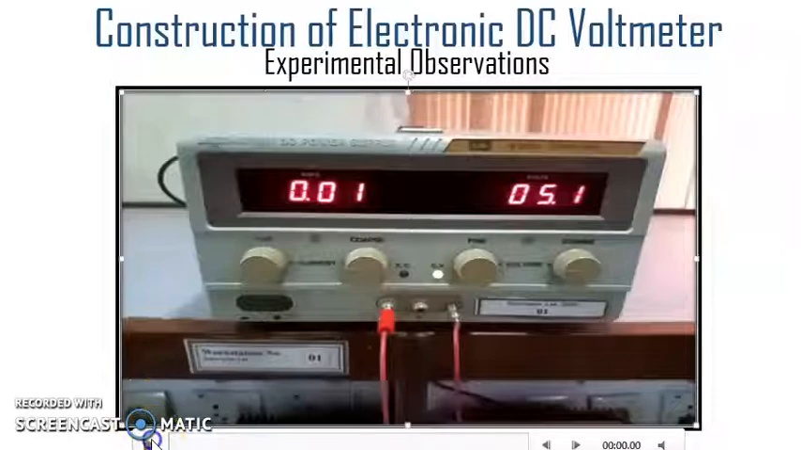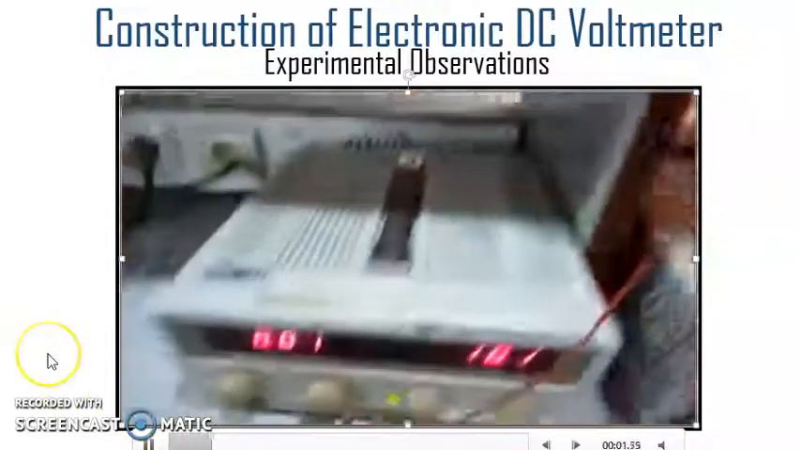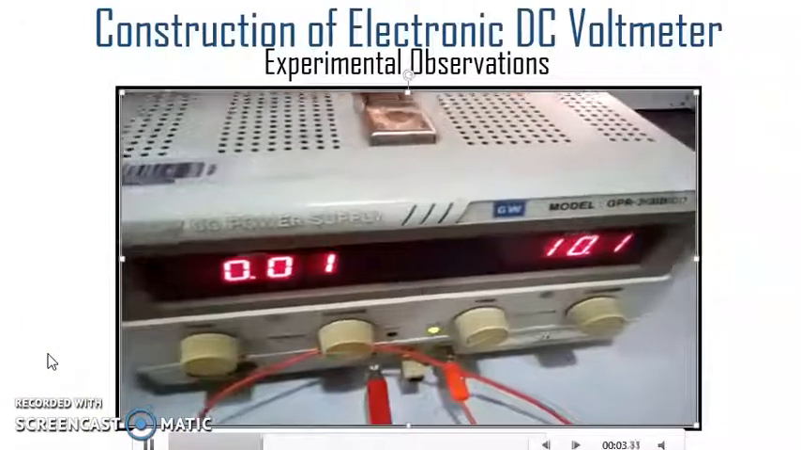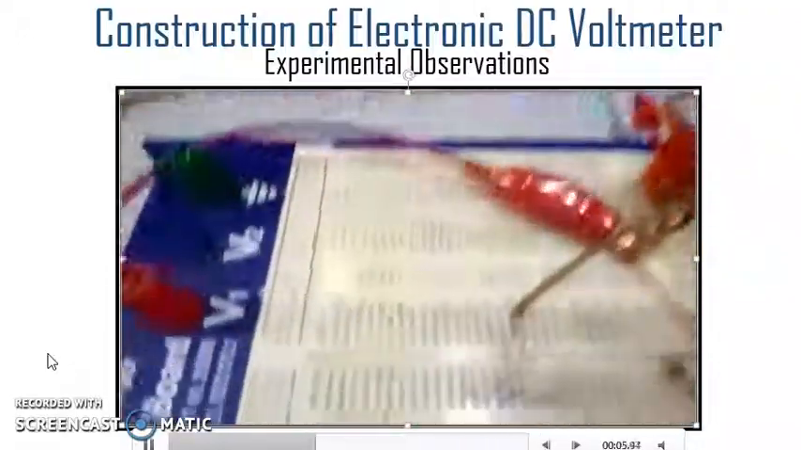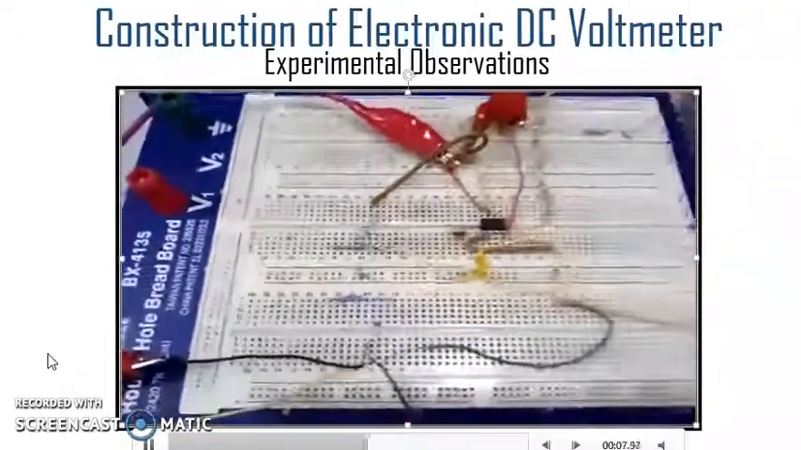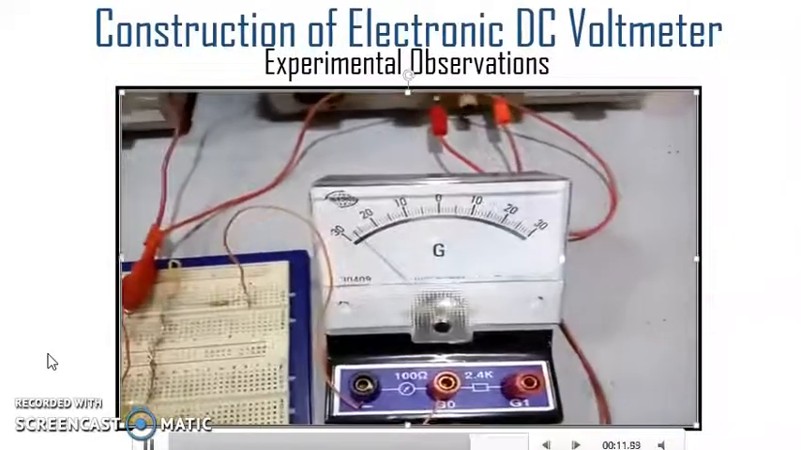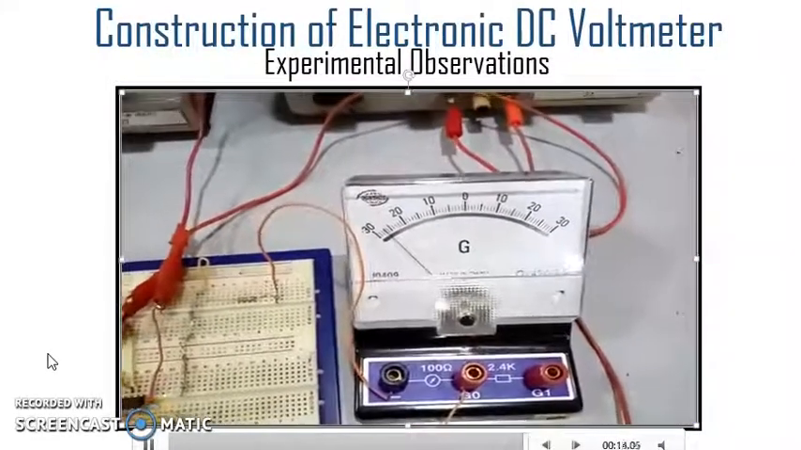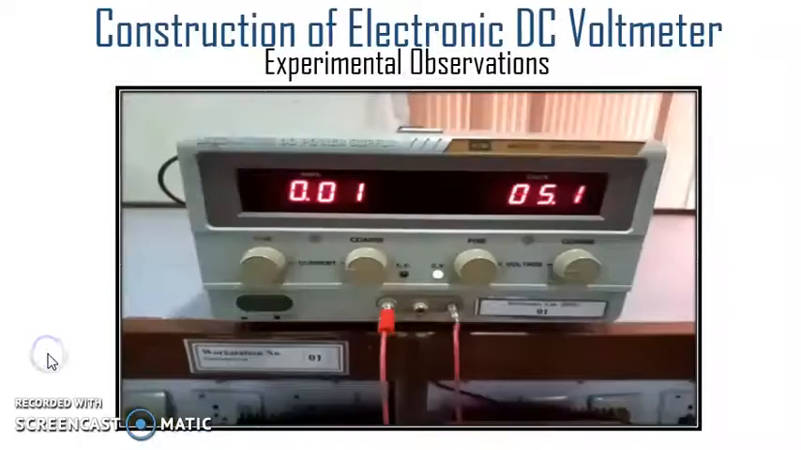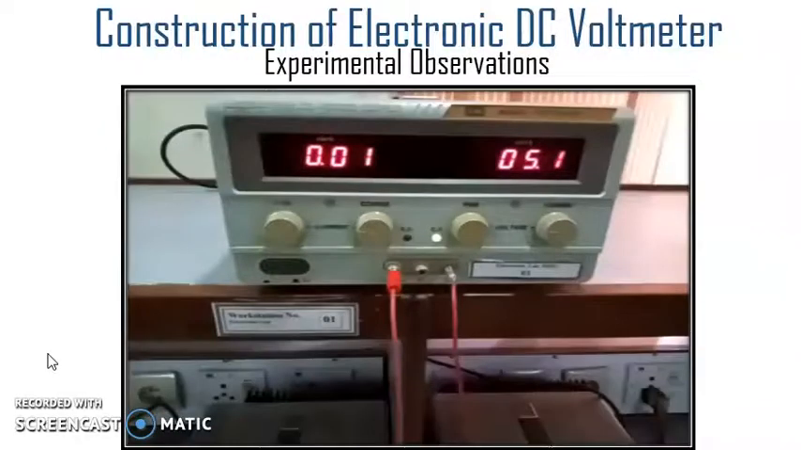Here we are applying 5 volts, plus VCC and minus VCC are equal to 10, the selector switch is at 5, and we are having approximately full scale deflection. The difference in the values, or the deflection, is because of the use of approximate values of resistors. The resistors are not accurate.